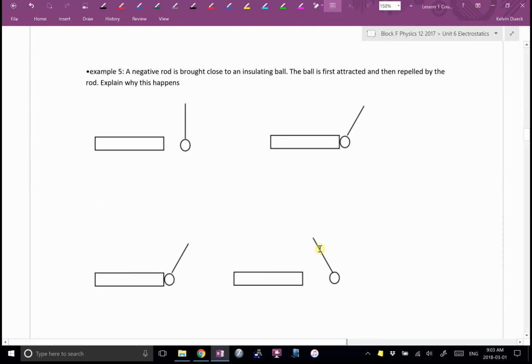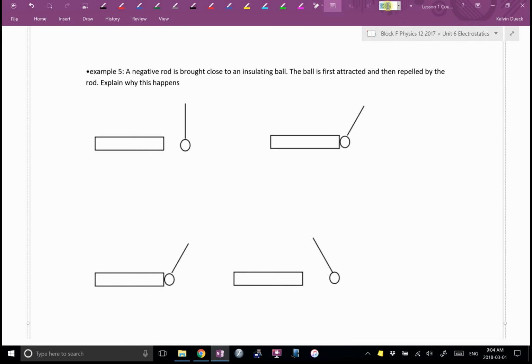We have a little thought experiment. It says this: a negative rod is brought close to an insulating ball. The ball is first attracted and then repelled by the rod. Explain why this happens. Put your pencils down. What's going on here?